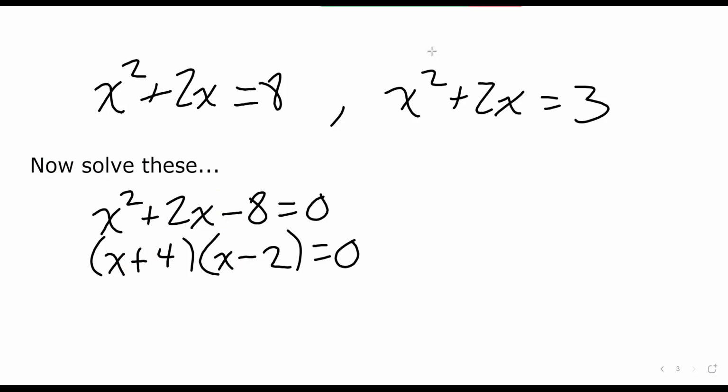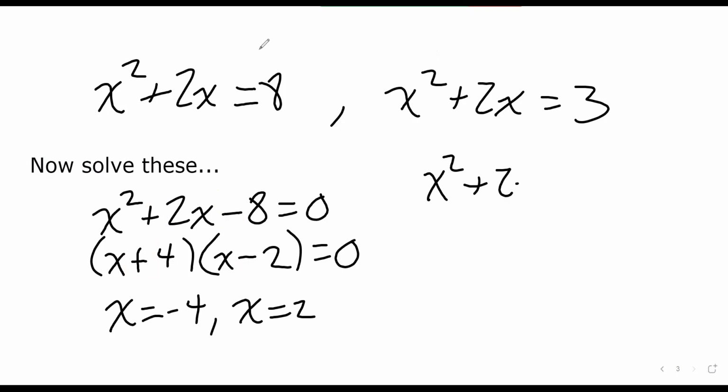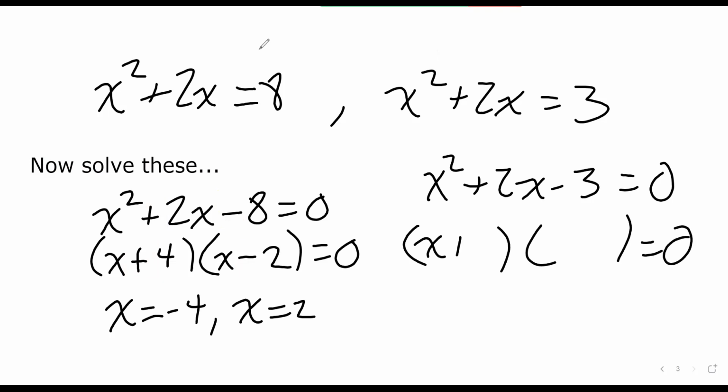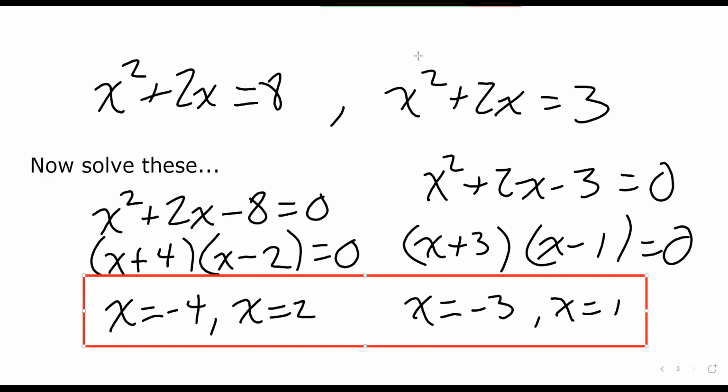Anyway, we solved this, and I'll be honest, you can just skip right to x equals -4 and x equals 2. And then over here, we do the same thing. x squared plus 2x minus 3 is equal to 0. Open up the parentheses. This factors into x plus 3 and x minus 1. Then you would get x equals -3 and x equals 1. And that would be the end because the question was, what is x equals? And now x equals all that. So that would be my solution.